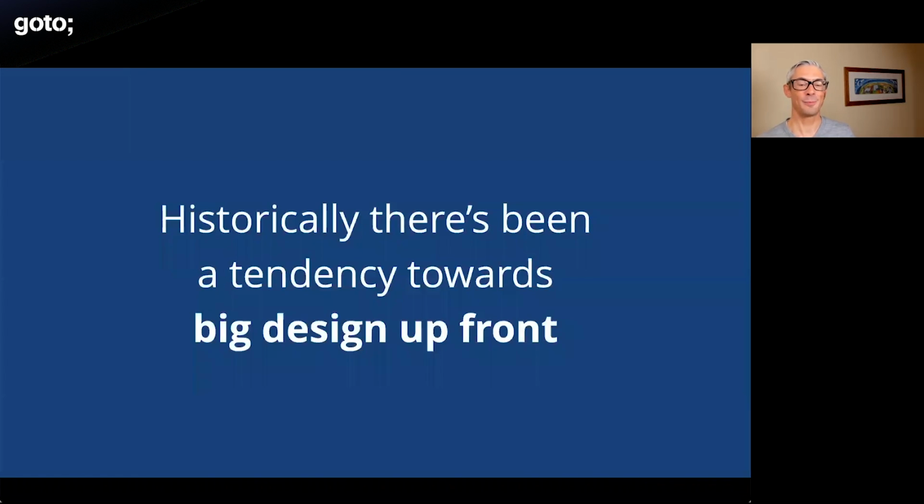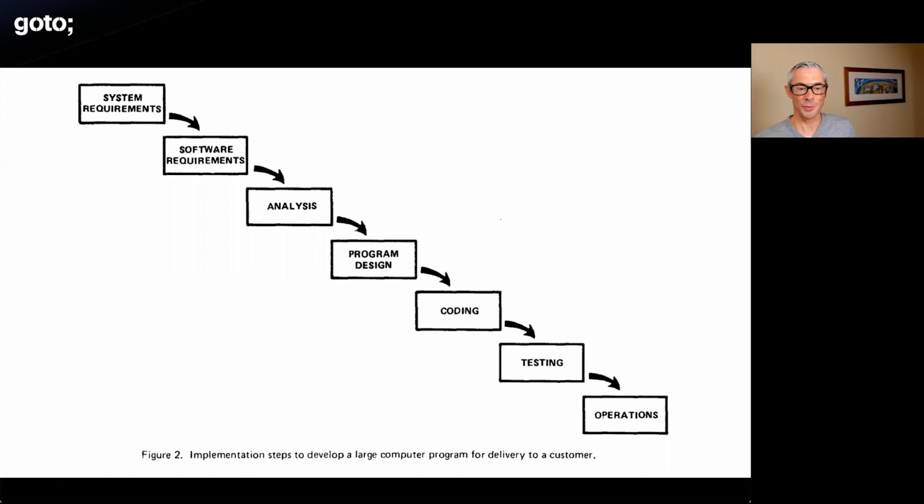So, of course, historically, there has been a tendency towards big design up front. This is very predominant in the 80s and 90s and maybe the early 2000s to some extent. This is the old waterfall thing, kind of looks like this. We've seen this 1,000 times before. This diagram, this image actually comes from a paper written in the 1970s by Winston Royce.